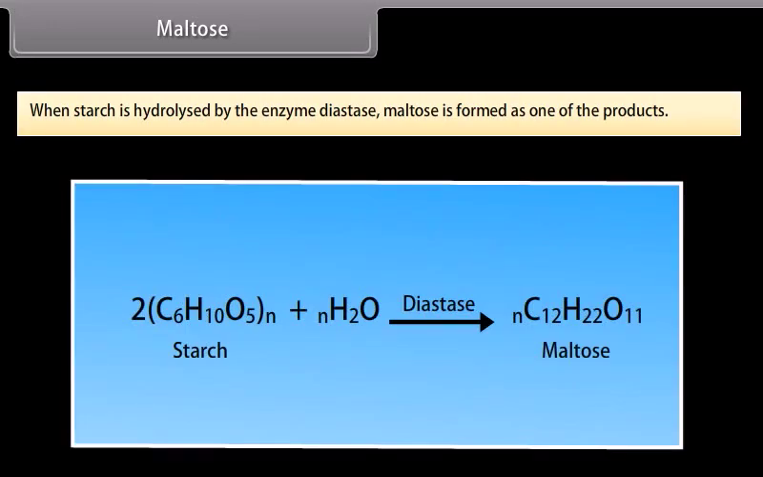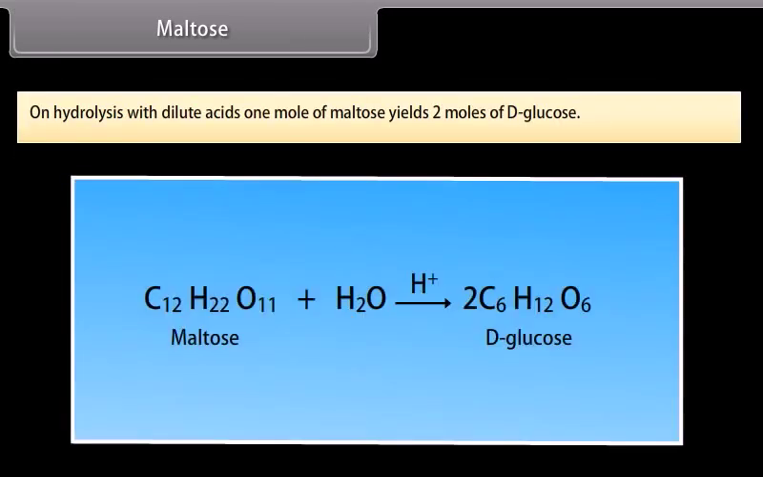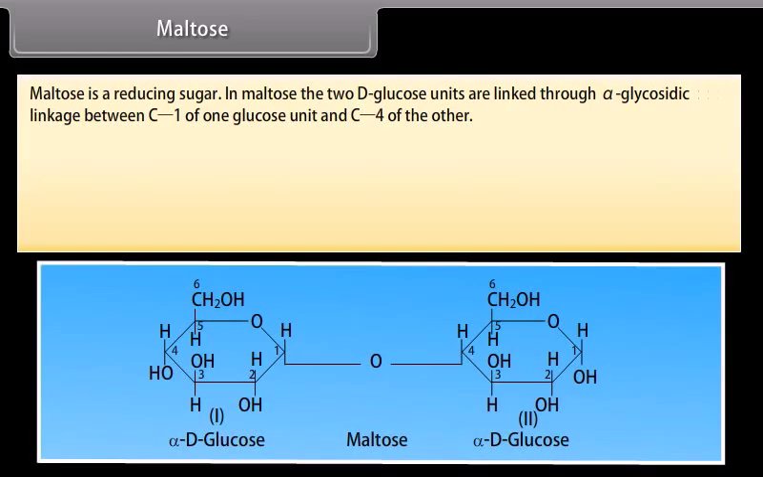Maltose. When starch is hydrolyzed by the enzyme diastase, maltose is formed as one of the products. On hydrolysis with dilute acids, 1 mole of maltose yields 2 moles of D-glucose. Maltose is a reducing sugar. In maltose, the 2 D-glucose units are linked through an alpha-glycosidic linkage between C1 of one glucose unit and C4 of the other. It tastes sweet and it is not found freely in nature.